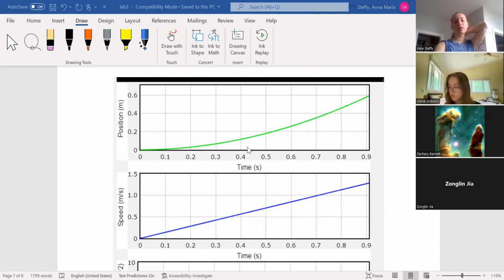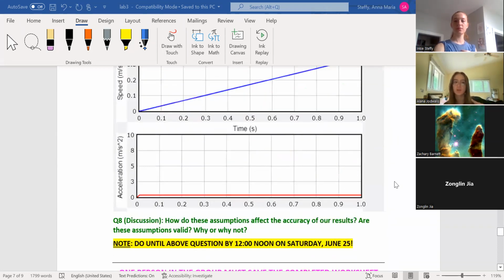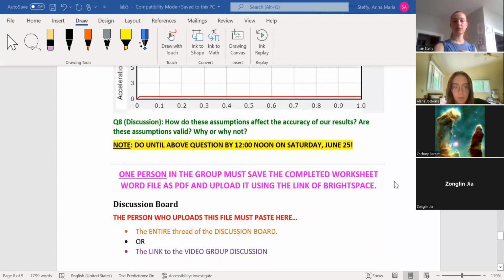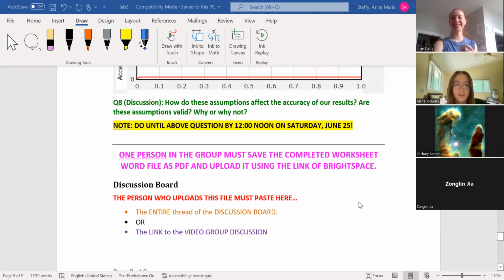And then the last thing I noticed was I just forgot that my cart was going to bounce back from the box, like I said earlier. And so the final graphs do not show that at all. Yeah, my graphs just show it increasing forever. Well, not forever, until the end of the time interval.